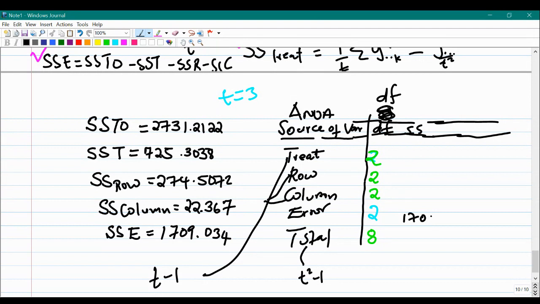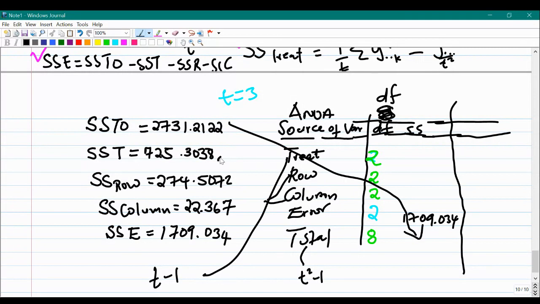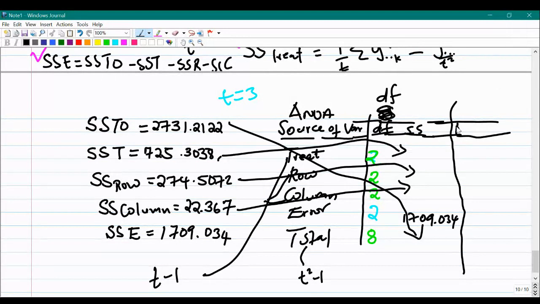For the sake of space, guys, but you must write the values there. You write these values where they are supposed to be. This is the total, you write it here. The treatment, the row, you write them where they're supposed to be. And then you find the MS, right? I'm interested in the F part.